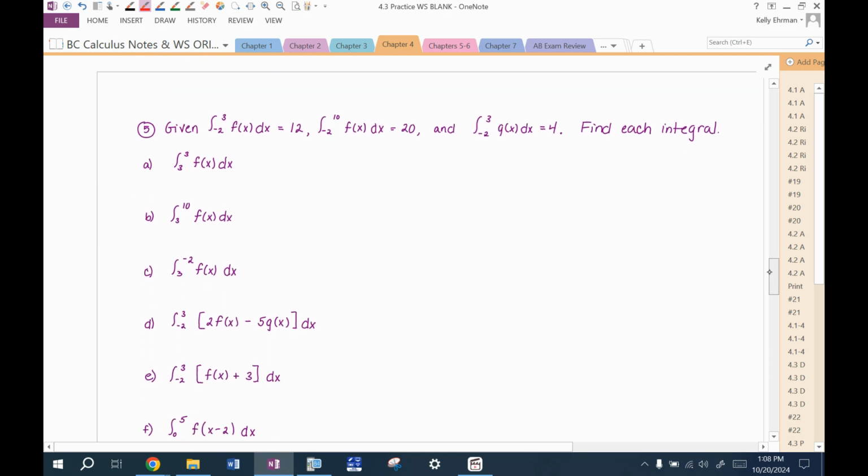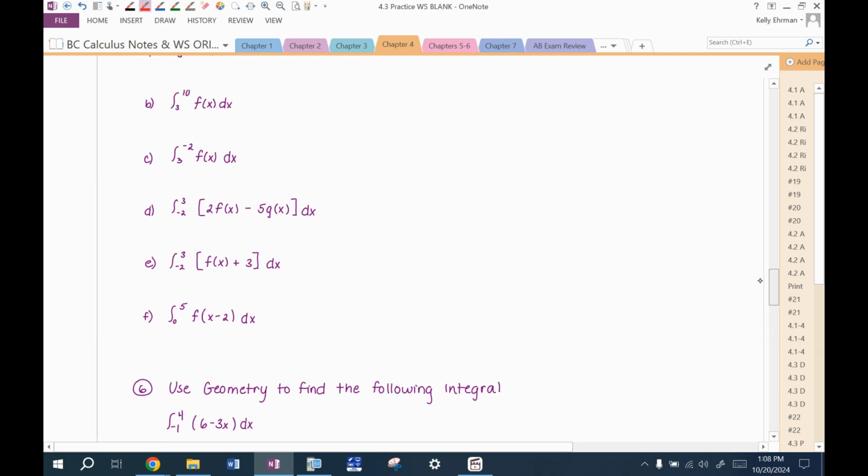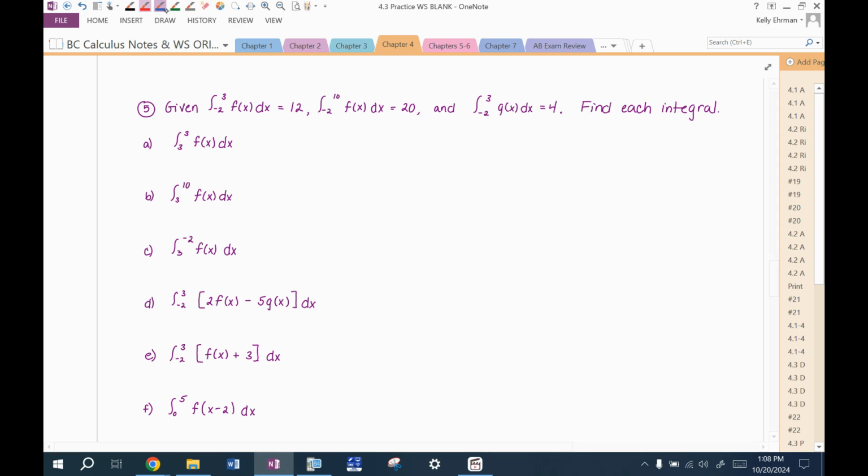What about this section here? Is this our last? Yeah, this is our last page. Okay. We're given a bunch of integrals again with different bounds and a couple different functions. So find each integral. So 3 to 3, I'm not even going to look up here. I'm going to say 0.